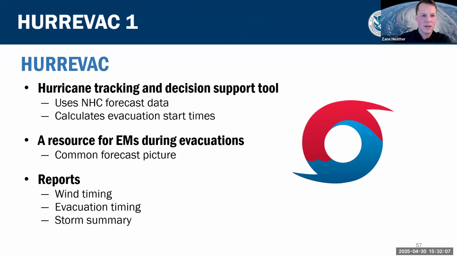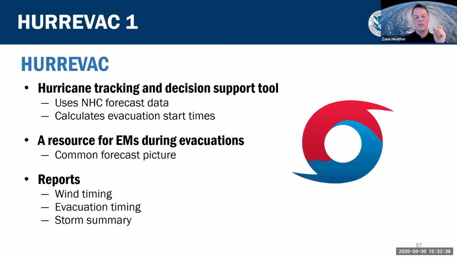HRVAC is a hurricane tracking and decision support tool supported by the National Hurricane Program. It ingests National Hurricane Center and National Weather Service forecast information and data. This is specific to the forecast advisory packages produced by the National Hurricane Center, as well as a lot of additional products produced by the National Weather Service that look at other hazards associated with hurricanes, as well as other real-time meteorological conditions or weather conditions.